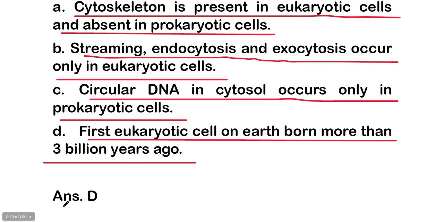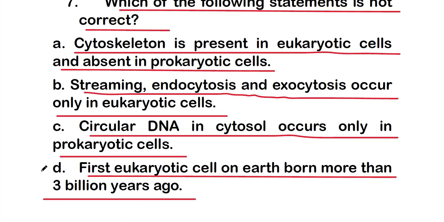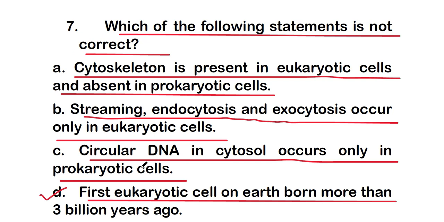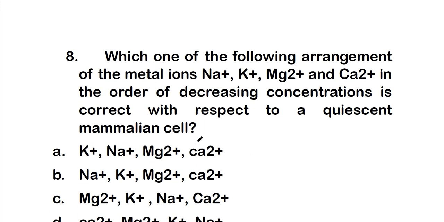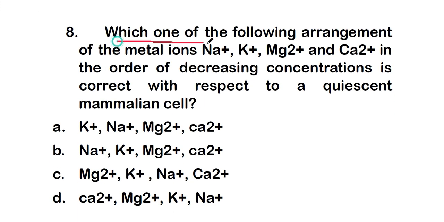And the right one is option D, that is, option D is not a correct statement. So first eukaryotic cell on earth born more than 3 billion years ago, this is a wrong statement. Okay, so let's move on to question number 8.